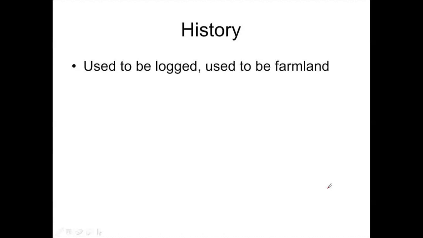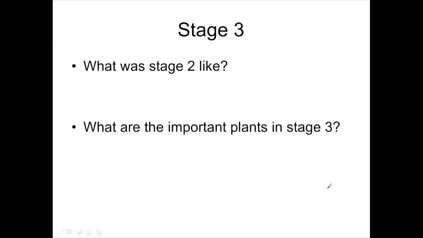So history: Arataki used to be logged by the Europeans and the Maoris, and it also used to be farmland. There will be a plot that will show you, and it used to be a potato field. And that's one of the reasons why some of the area is stage 3, some of the area is stage 5. The area that is stage 3 was used as farmland and logging recently. The areas which are stage 5 were most likely never touched by any of the settlers.